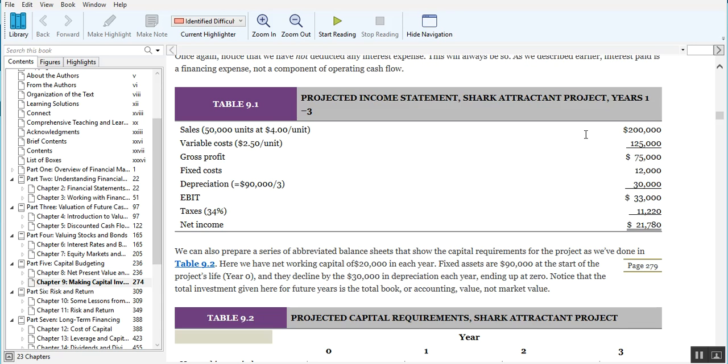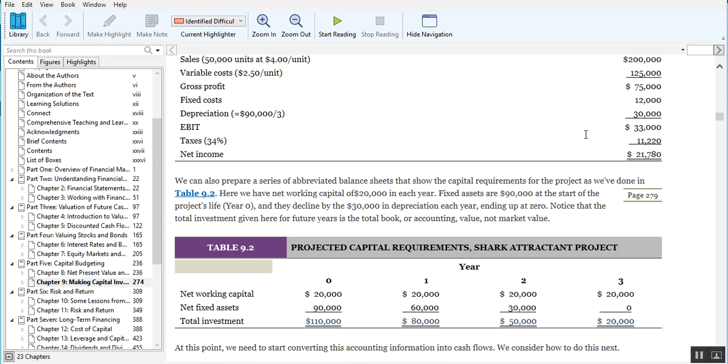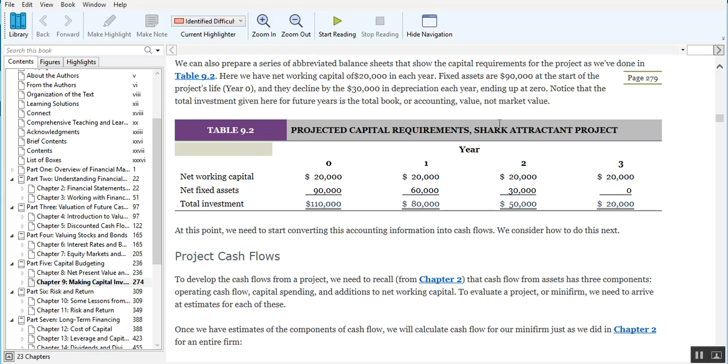And that means we have earnings before interest and taxes of $33,000, and then taxes out of that of $11,220, with a net income of $21,780. Now that's an income statement. That's not a cash flow statement. When we're talking about what we have to do, we're also going to look at the projected capital requirements. What are we going to have to put into this to get it off the ground?